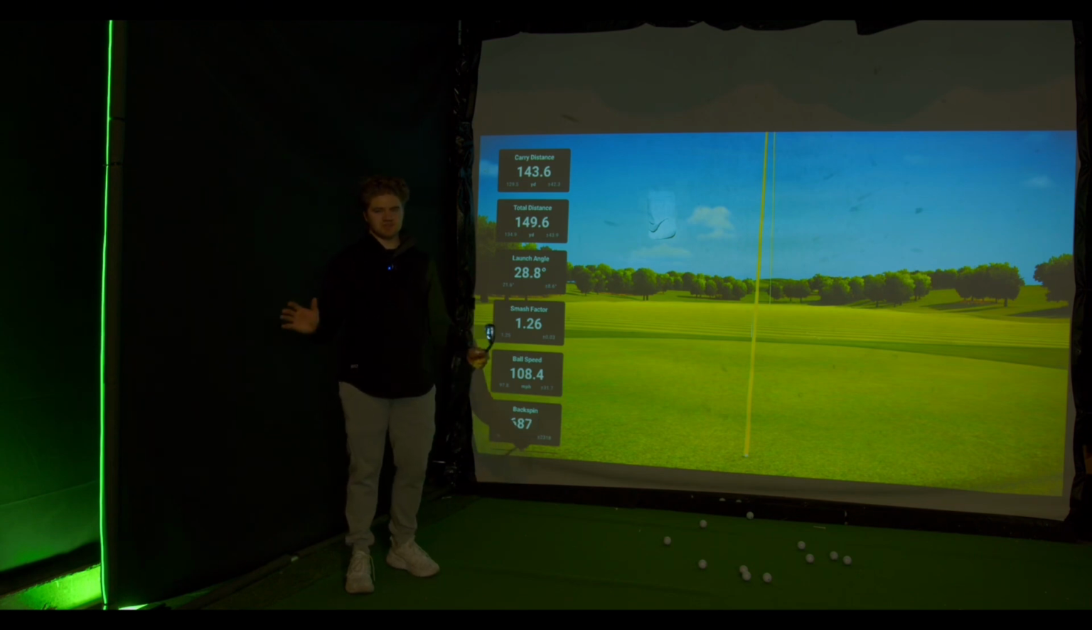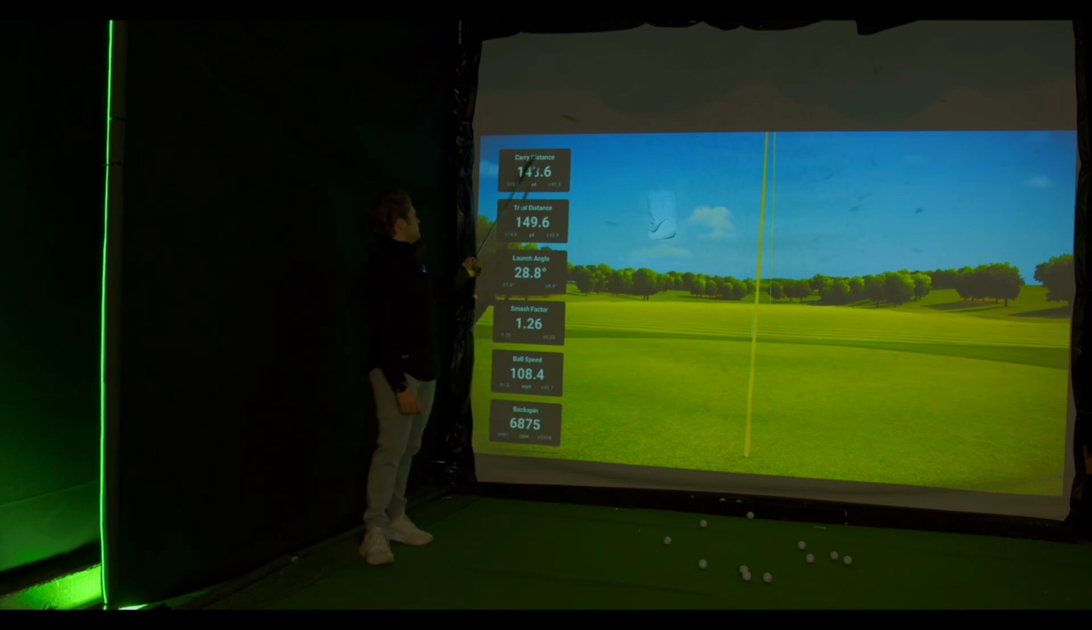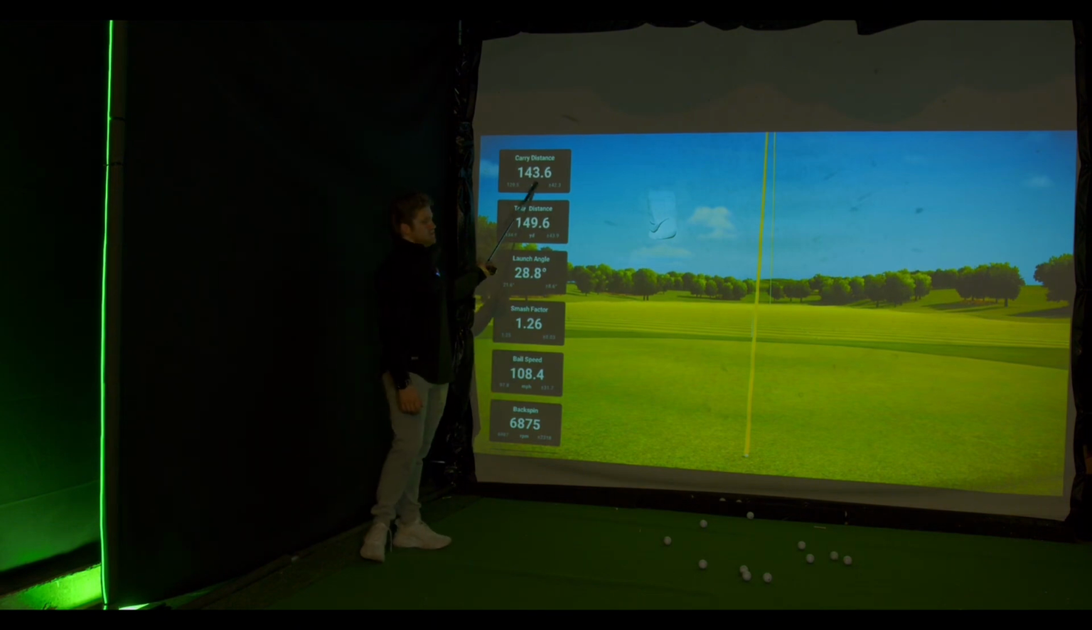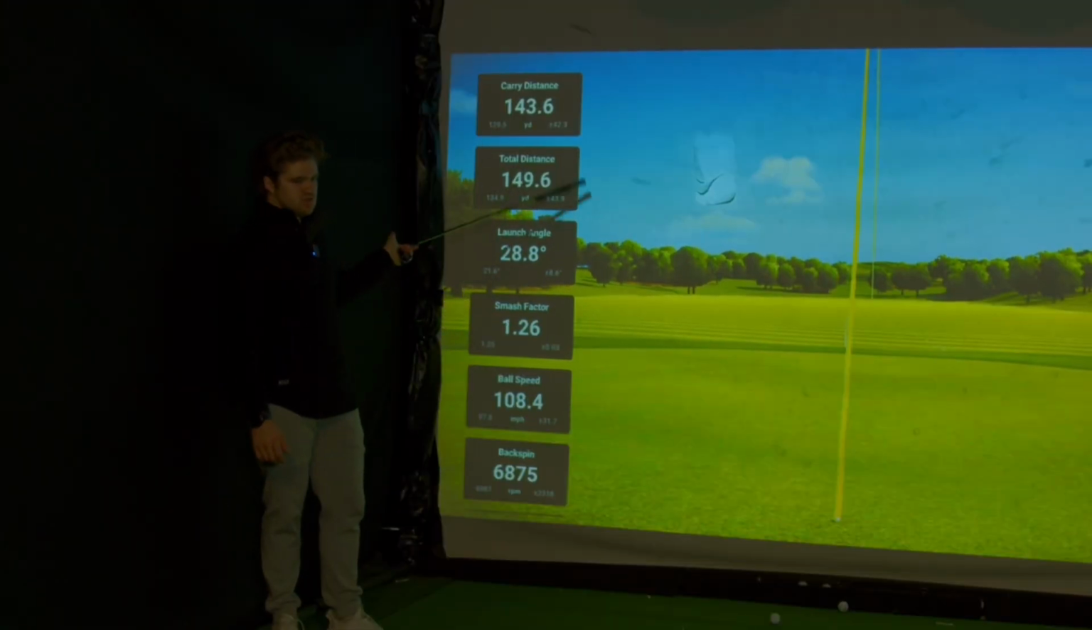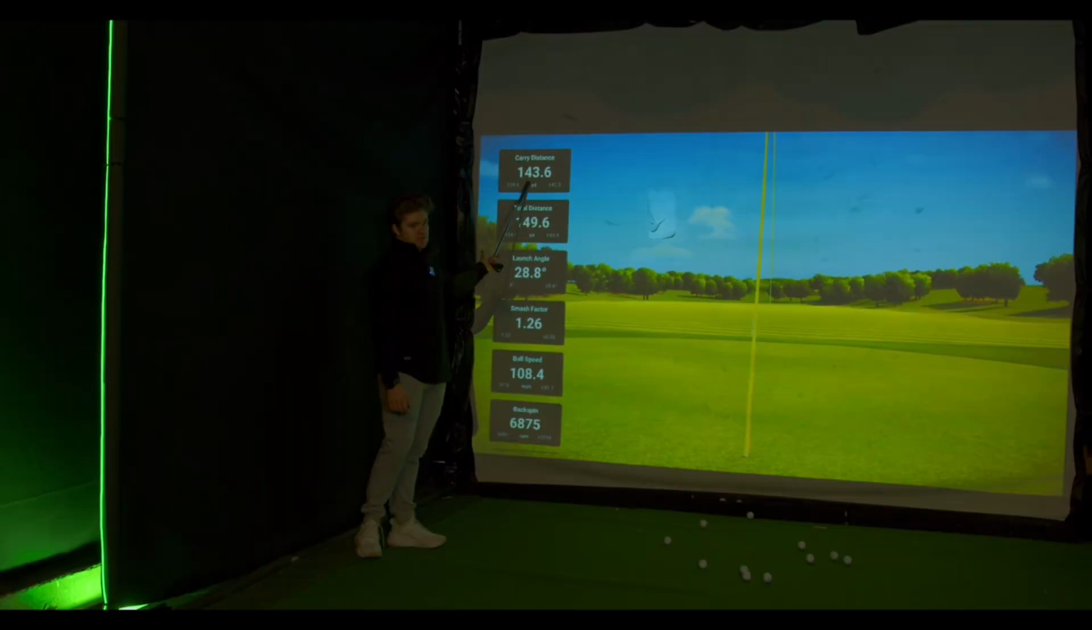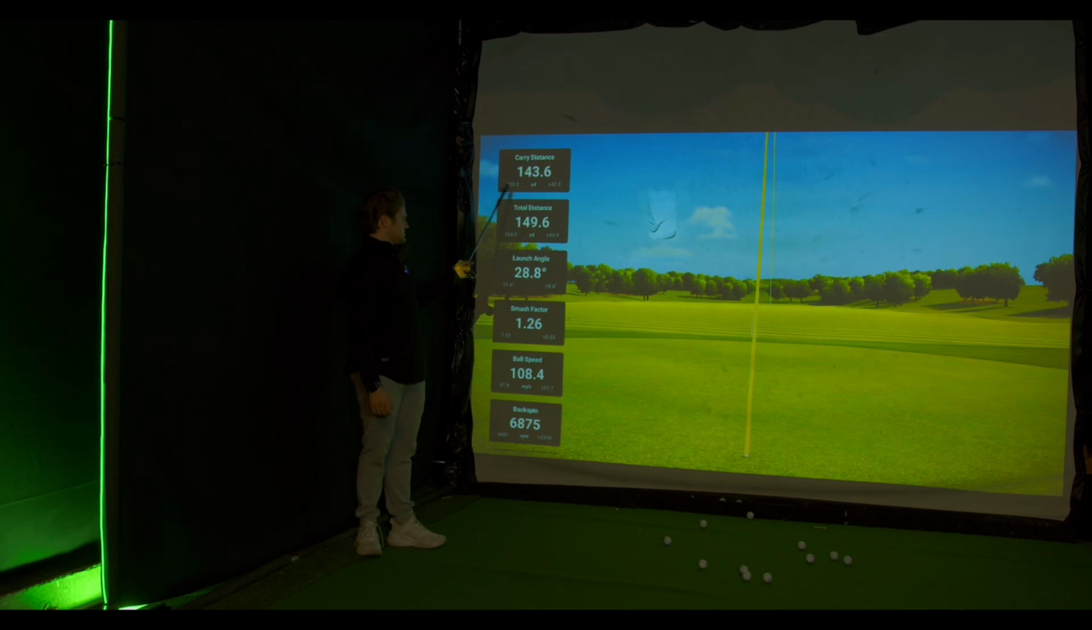Everything, like I said, is subjective, but carry distance is essential for club selection. It just helps you understand what this number means more than the total distance. The total distance is good to know, but this really helps you understand how far you actually hit because there are so many variables that can affect total distance.